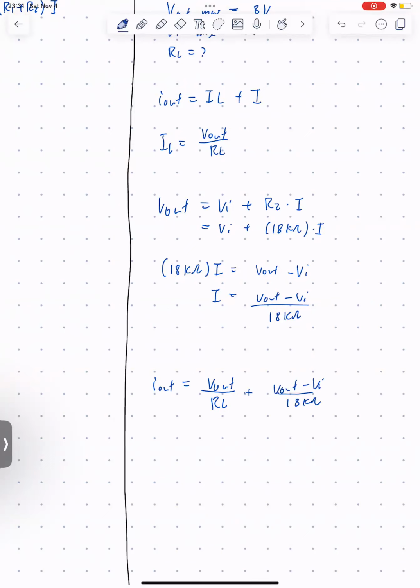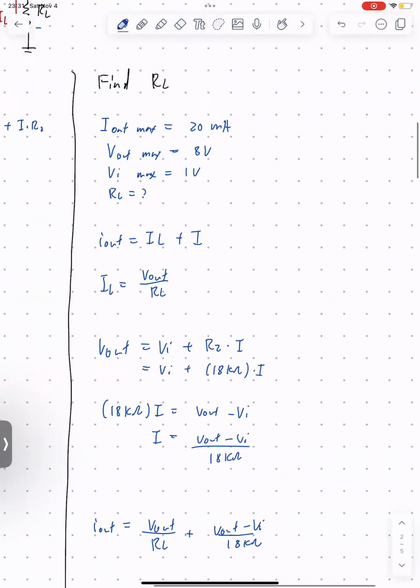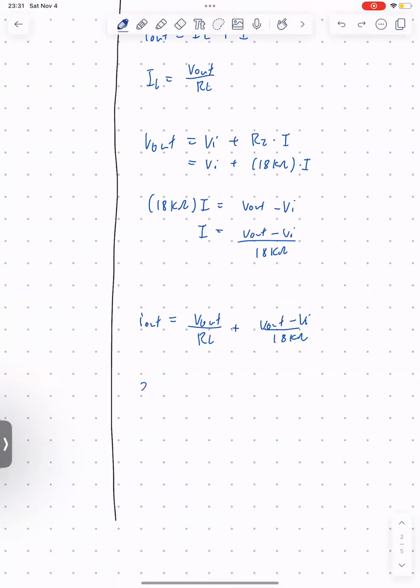Okay, that's great. So now our next step is to plug in these values because we were trying to create a condition. So when VO max is this, and IL goes to this, RL equals whatever. If we plug in these, IL max is 20 milliamps, 8 volts over RL plus 8 volts minus 1 volt over 18 kilo ohms. Okay, let's do 7.